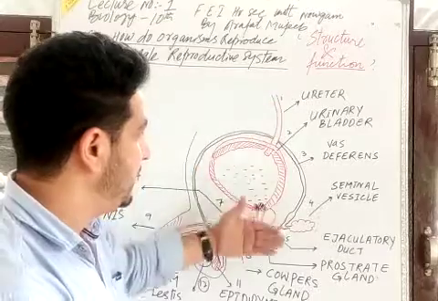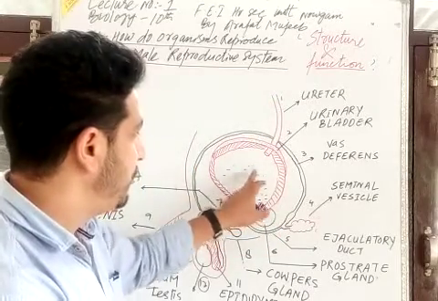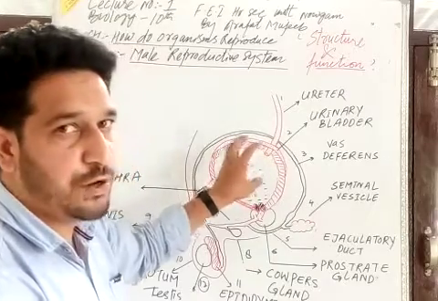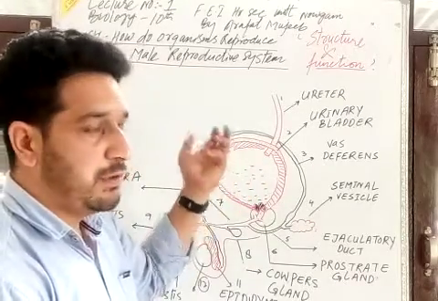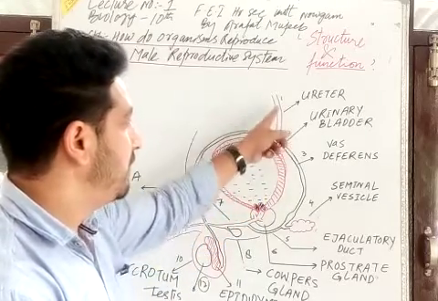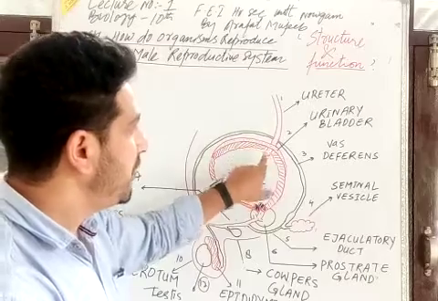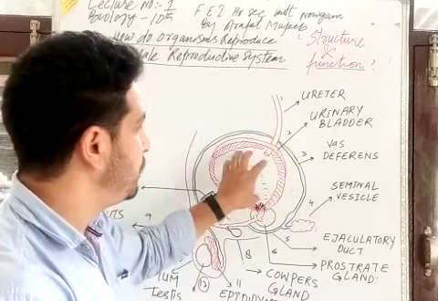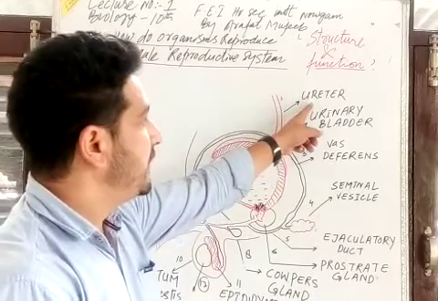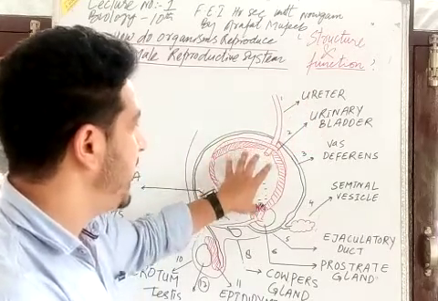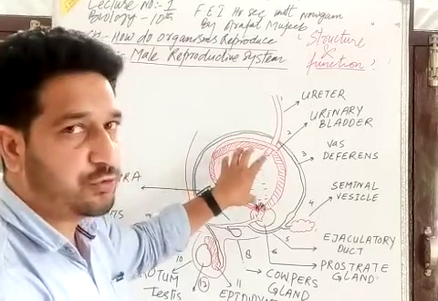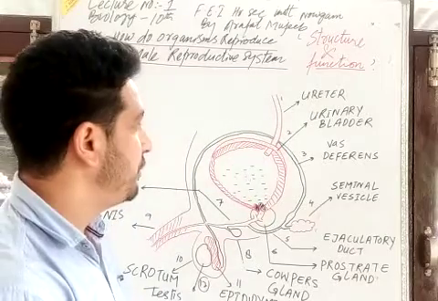I have dissected it and shown it here, in dotted form. Urine is collected in this pouch. It is a muscular pouch which stores urine for some time, and it is known as the urinary bladder. It receives a duct, the ureter. The ureter and the urinary bladder have no role in the reproductive system.